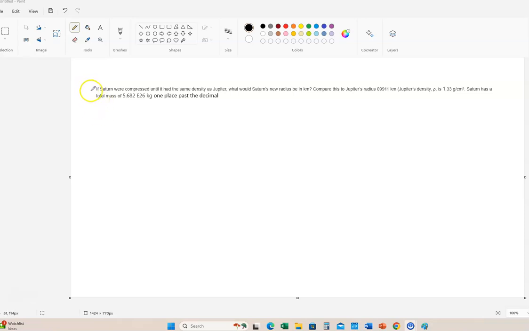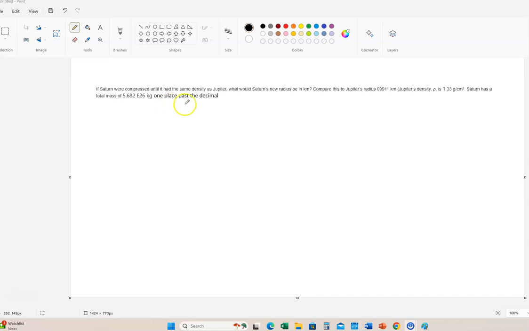All right, here's the fifth problem. If Saturn were compressed until it had the same density as Jupiter, what would the new radius be in kilometers? Compare it to Jupiter's actual radius, which is about 69,911 kilometers. Jupiter's density is 1.33 grams per cubic centimeter. Saturn has a total mass of 5.682 times 10 to the 26 kilograms.